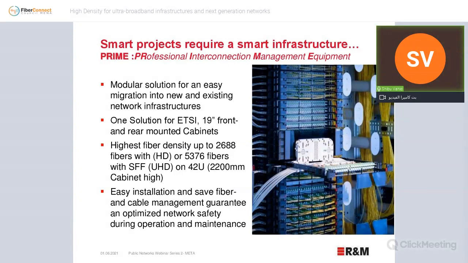In the highest form factor, we can densify this fiber down to 96 connectors per quarter, per 3x4U, which in a 42U height rack will provide us an option to have 5,376 fibers. And this is definitely the highest density that we can think about.